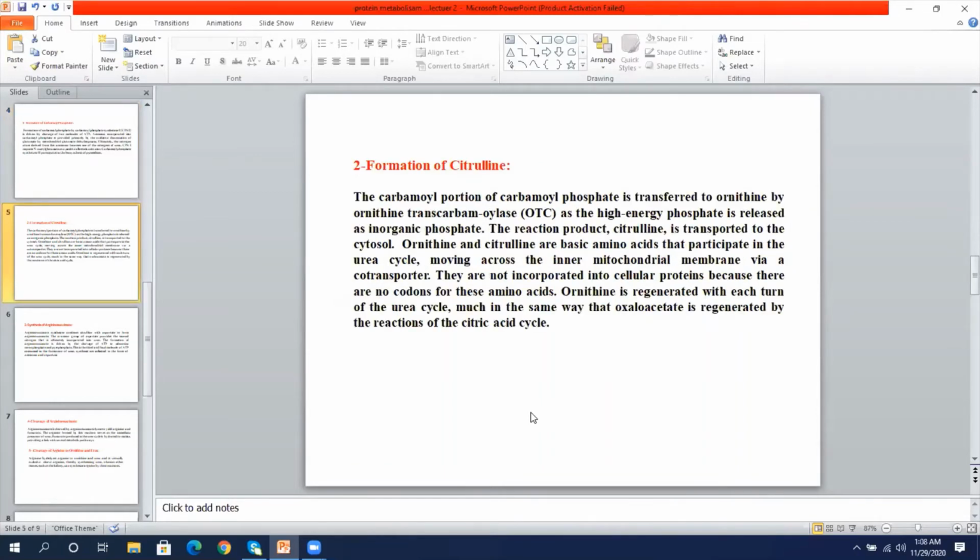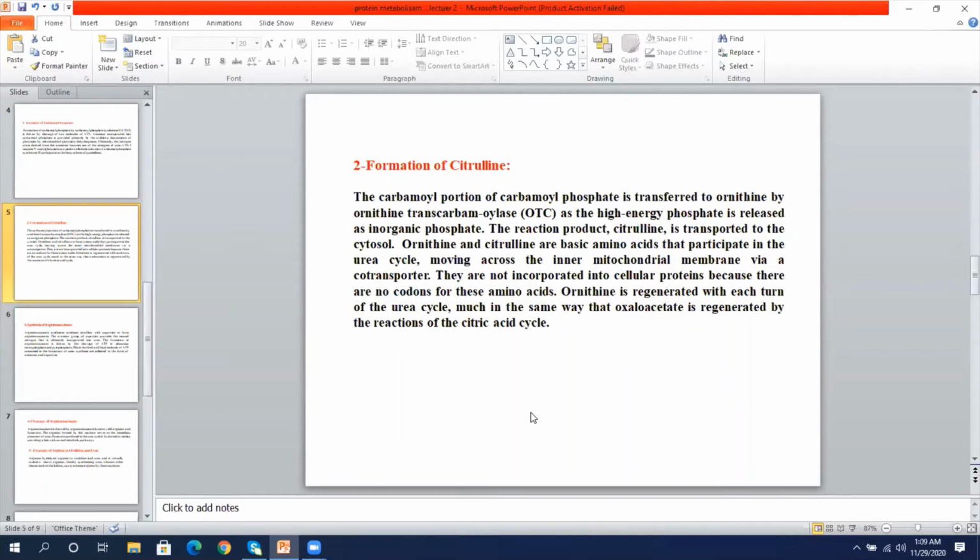The second reaction is the formation of citrulline. The carbamyl portion of carbamyl phosphate is transferred to ornithine by ornithine transcarbamylase, as the high energy phosphate is released as inorganic phosphate. The reaction product citrulline is transported to the cytosol. Ornithine and citrulline are basic amino acids that participate in the urea cycle.